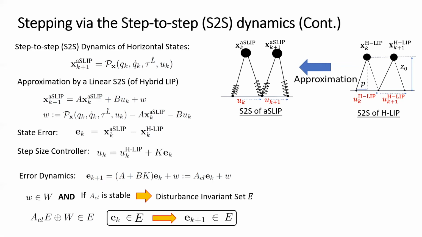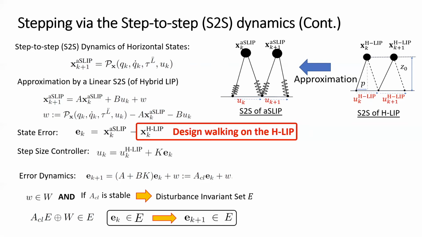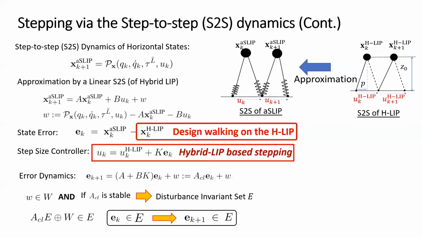In other words, if the error starts in the set, it will stay in the set. As a result, we design nominal walking behaviors on the H-LIP, and then apply this hybrid LIP-based stepping on the A-SLIP model to generate similar behaviors. The difference between the A-SLIP and the H-LIP is bounded by the set E.